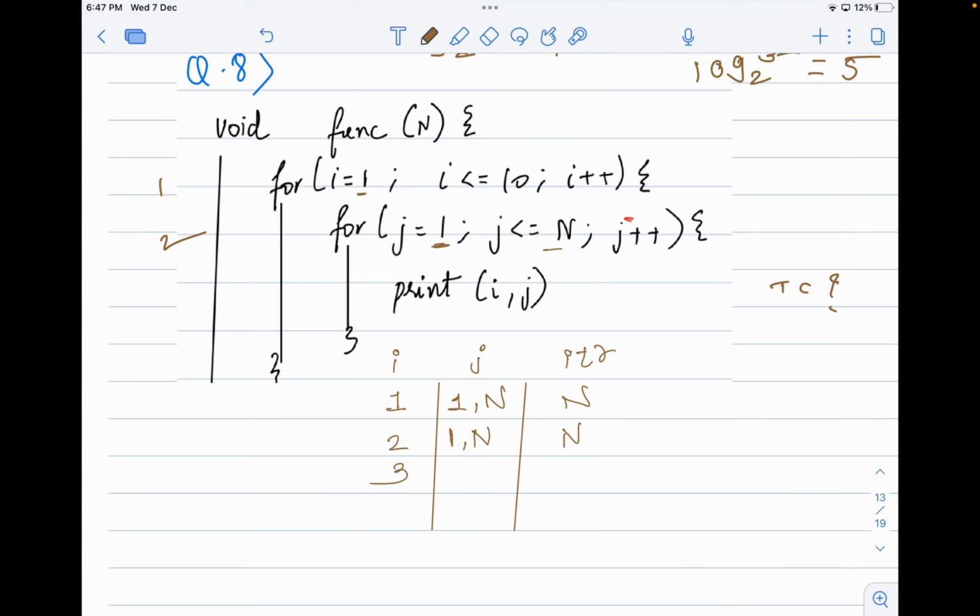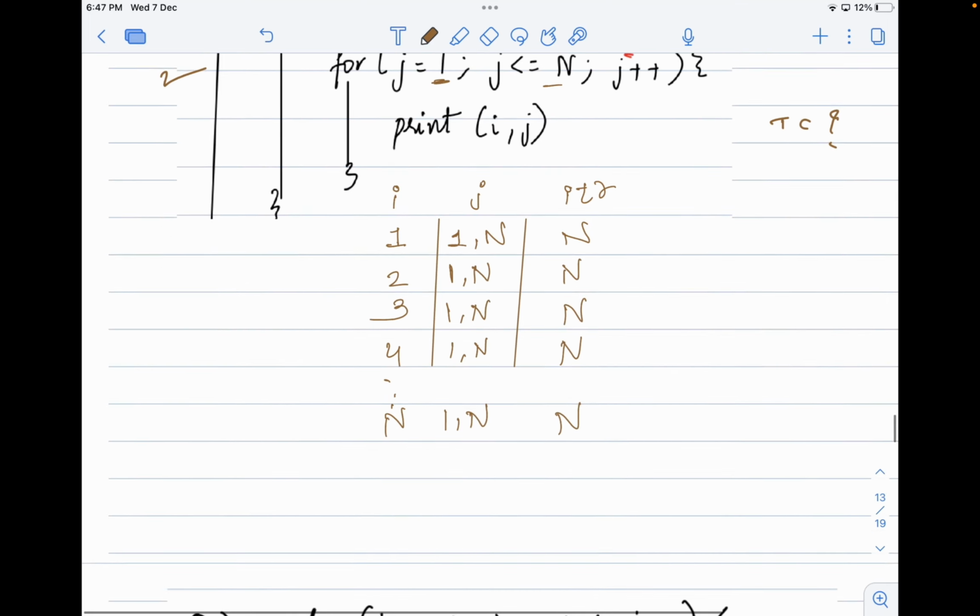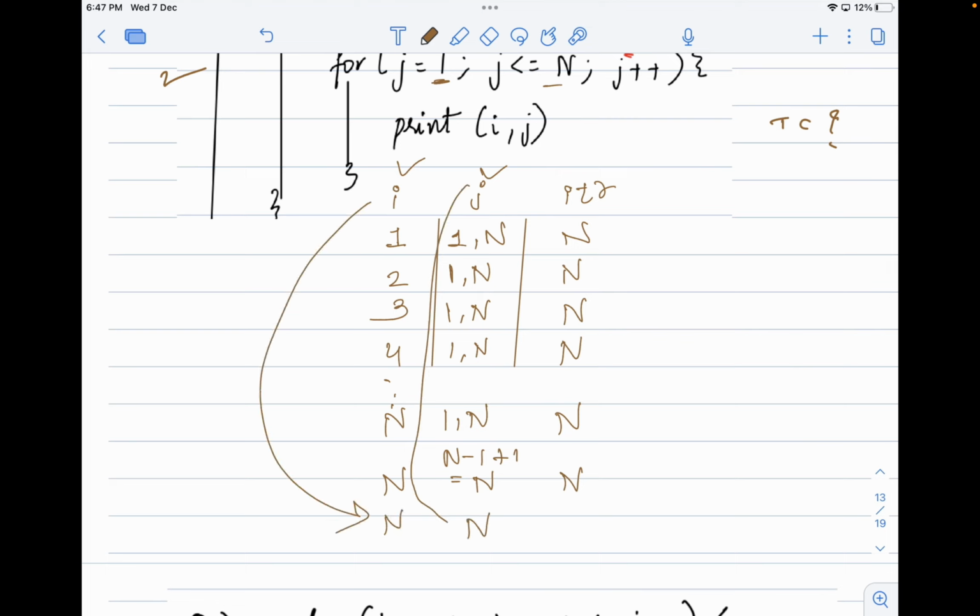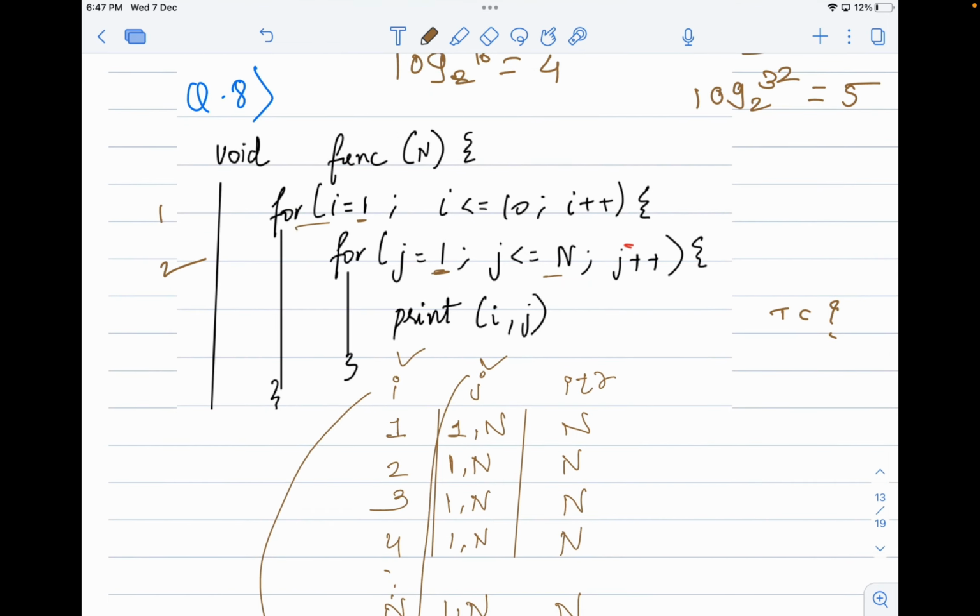Now your i is 3, 1 comma n, again n. It is 4, 1 comma n, it is n. So till n it will go, and this will be 1 comma n, and this will be n. Okay, so let's solve this. This is n, and this is n minus 1 plus 1, which is nothing but n. This is also n. So i value is n, and j value is n. But these are nested.